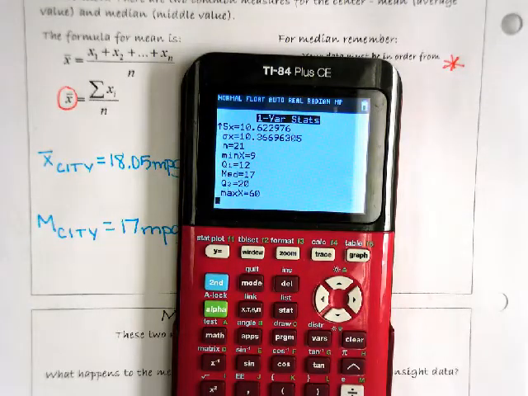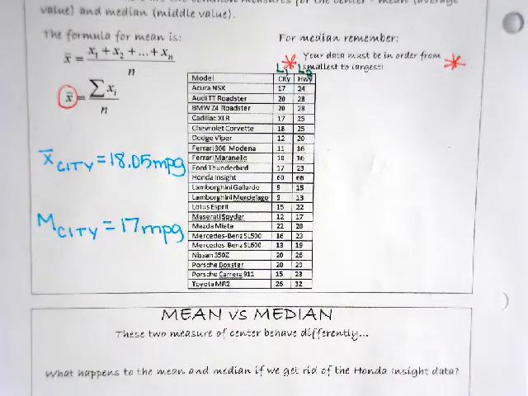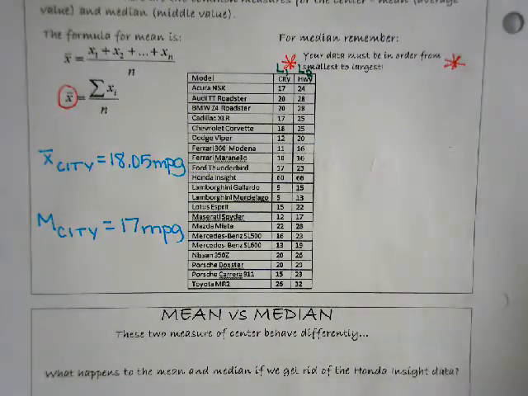All right, so I've showed you how to find the average and the median for the city data. I want you guys to please find the average and the median for the highway data.